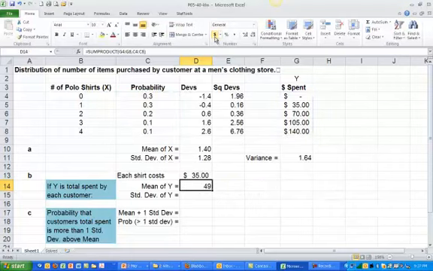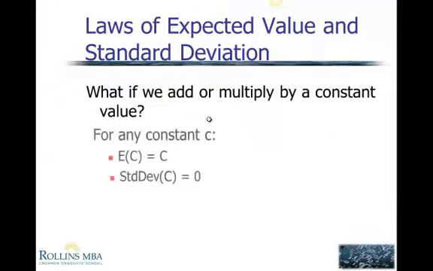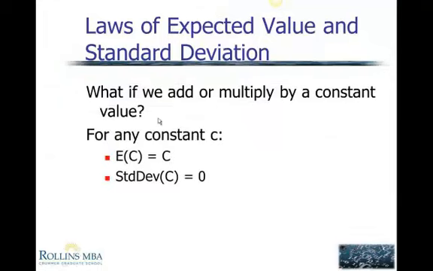And I get $49. Well, there's something else that can help us here, because in each case we're multiplying the number of shirts purchased by a constant. What do we know about a constant? Well, what's the expected value or the mean of a constant? Well, if it's a constant, it's always constant. So that expected value is going to be whatever the constant is.